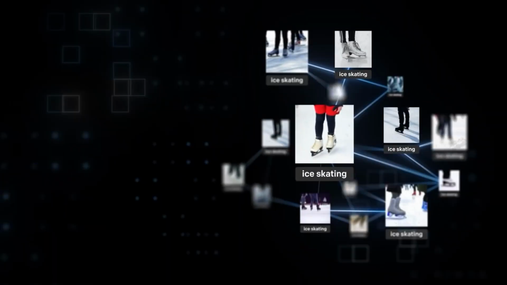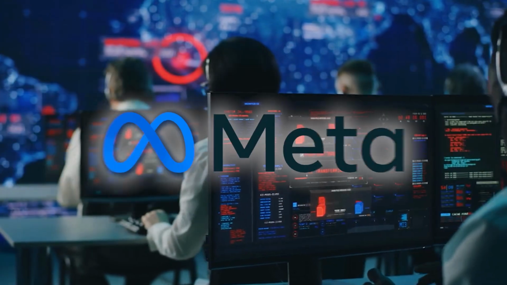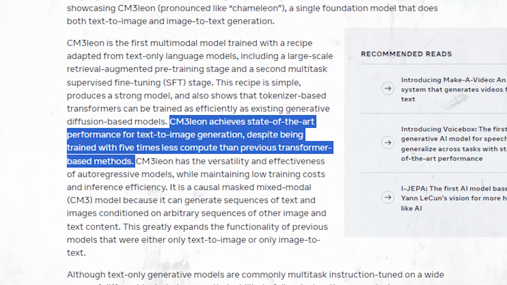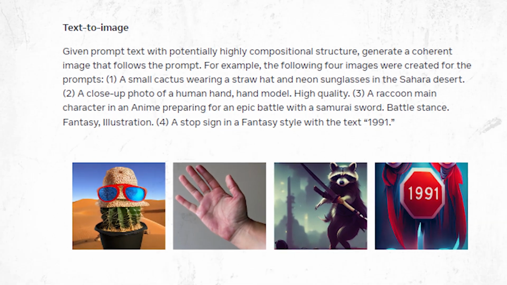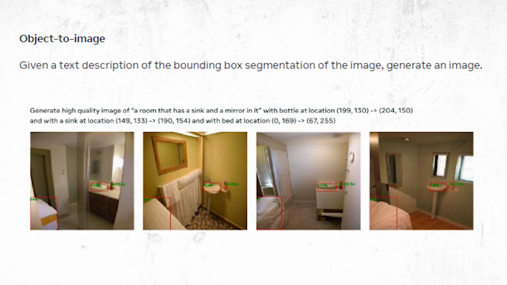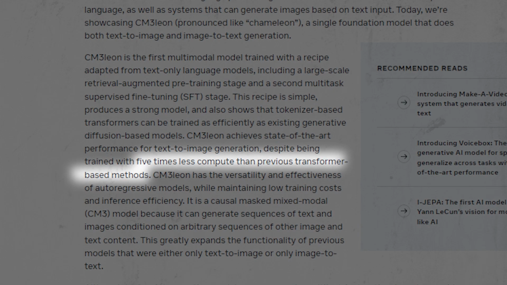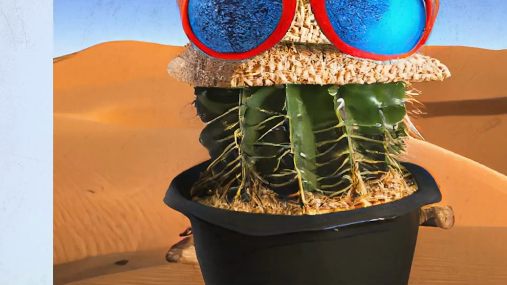Let's find out. AI-generated images are obviously not a new concept at this point, with popular tools like Stable Diffusion, DALL-E, and Midjourney. What is new are the innovative techniques Meta used in building Chameleon and the impressive performance that Meta claims the model can achieve. However, what sets Chameleon apart is its unique ability to process both textual and visual inputs and generate outputs accordingly. Even though it has been trained using significantly less computation compared to previous transformer-based methods, Chameleon delivers exceptional performance when it comes to text-to-image generation.